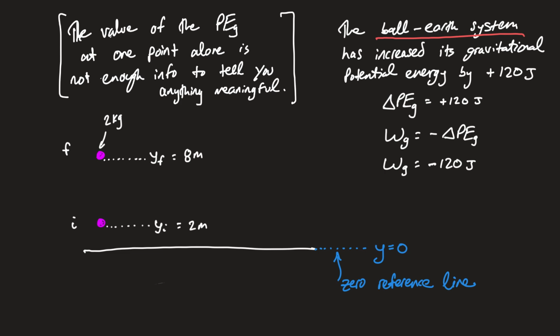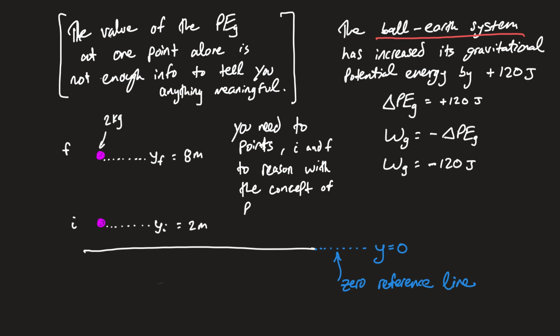Okay, so you need 2 points, like specifically an initial and final, to reason with the concept of potential energy, as you'll see. Okay. And you can see that over here in the formula.